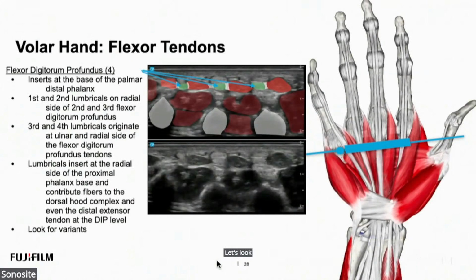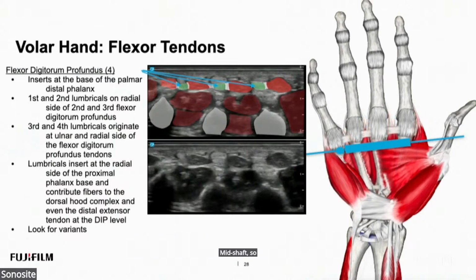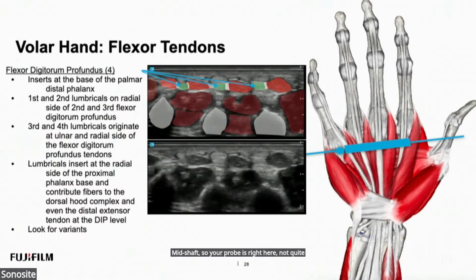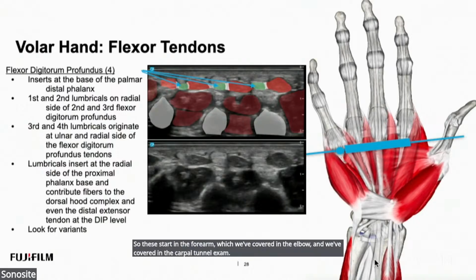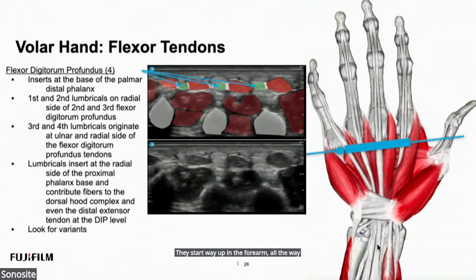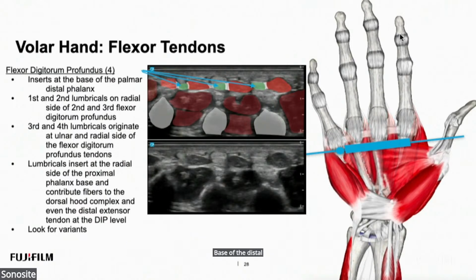Let's look at these kind of confusing flexor tendons. We've already covered these muscles deep. So we have our metacarpals mid shaft. So your probe is right here, not quite to the intermetacarpal ligament there, but we're going to look at the flexor tendons. These start in the forearm, which we've covered in the elbow and in the carpal tunnel exam. They start way up in the forearm, all the way up to the medial epicondyle, and then they finally come down and they insert at the base of the distal phalanx right here.